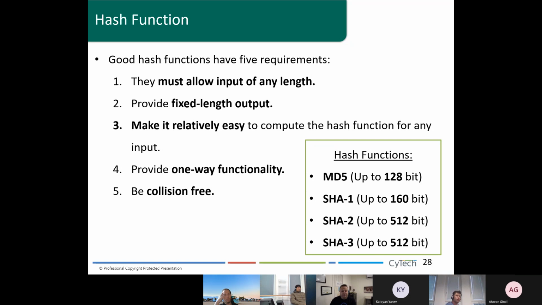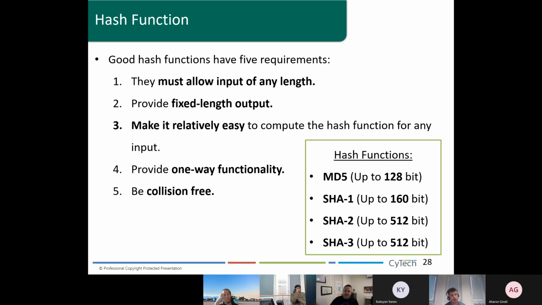So what do we say about hash? Hash should be collision free. I should have only one result for the hash. Hash should be one way. Hash should be fixed length output, and also allow input of any length. The output is fixed, the input can be any length. That's what we want to think about the hash, but it has its weaknesses, and we will talk about its weaknesses in the resolution shortly.